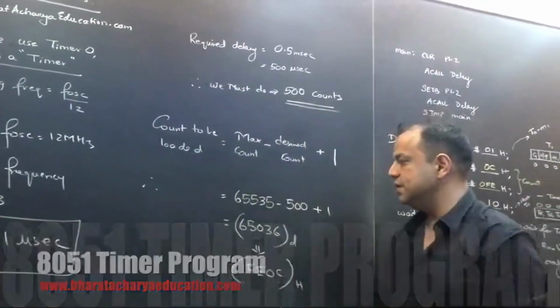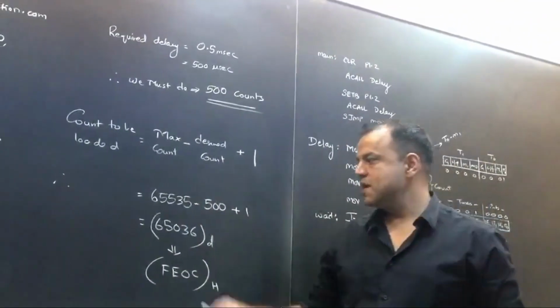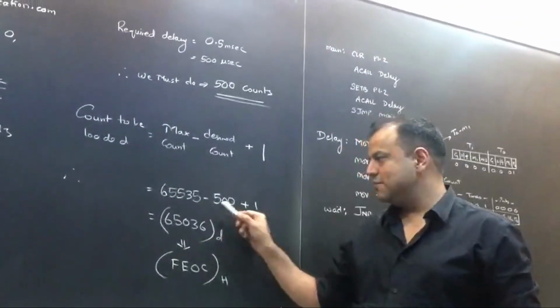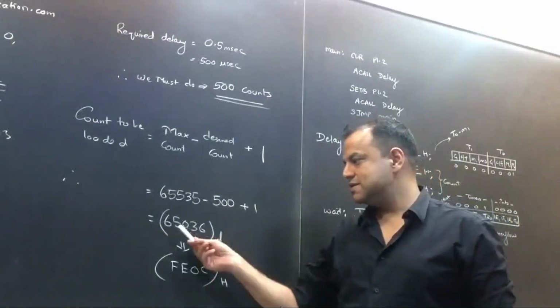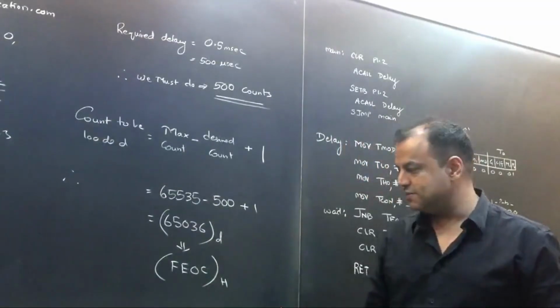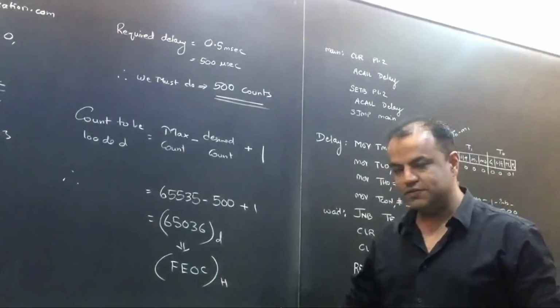So your max count is 65535 minus 500 plus 1. That is 65036. This is your count in decimal. Convert that to hexadecimal: FE00.